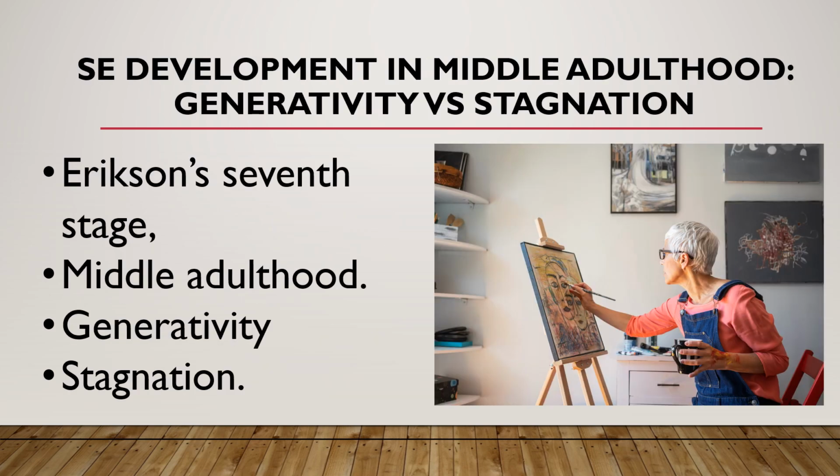Theories. All right. So we're going to talk about middle adulthood as we come to conclude. So this is the stage that Erikson calls generativity versus stagnation. Erikson's 7th stage occurs in middle adulthood. So generativity means creating something of value that will benefit future generations.